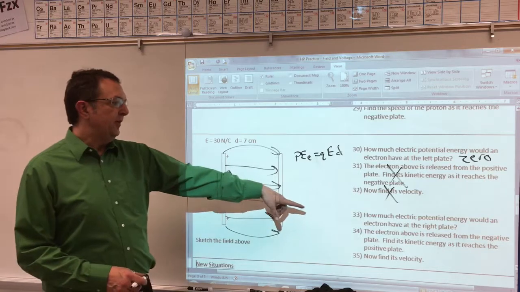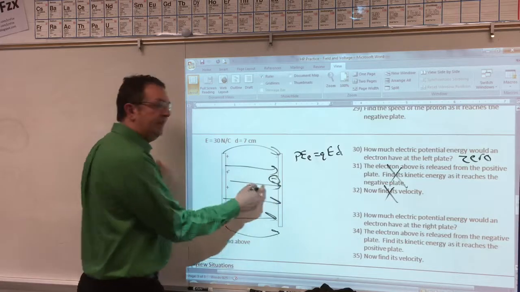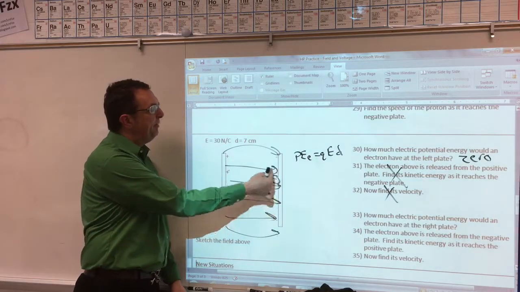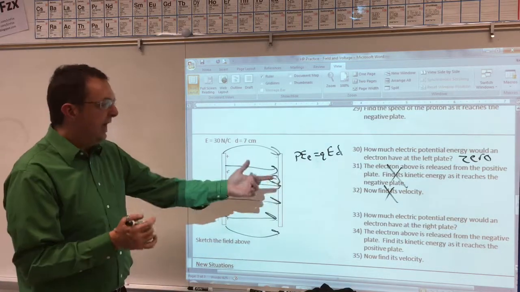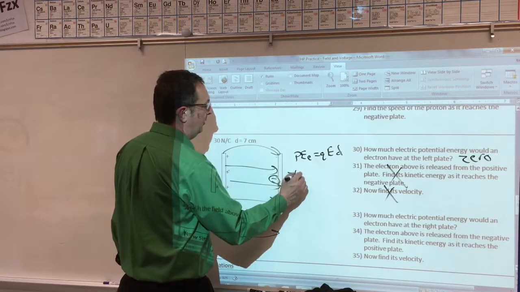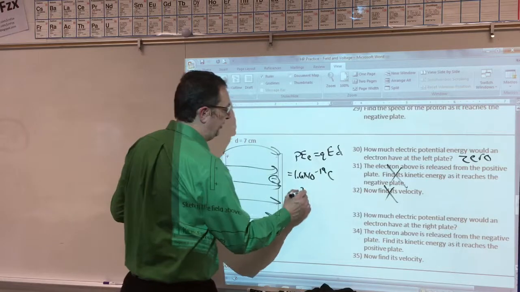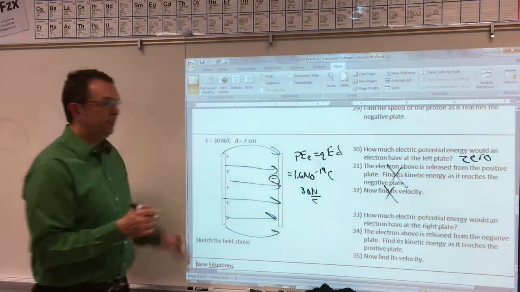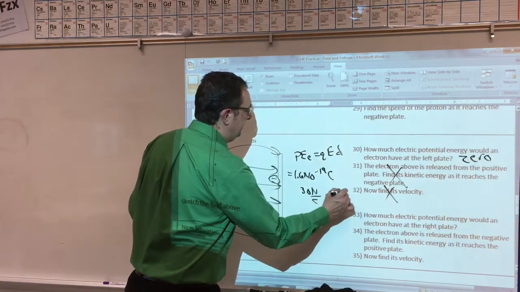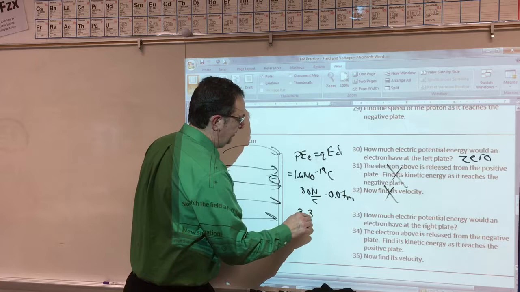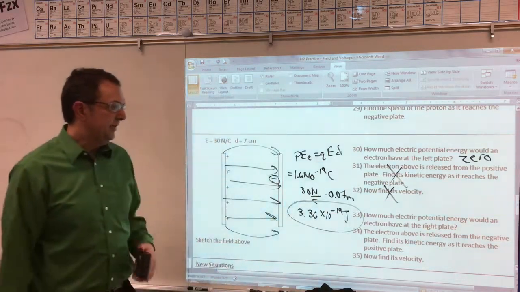Numbers 33, 34, 35, how much electric potential energy would an electron have at the right plate? Oh, now that's a possibility. This is the negative plate. You release that thing, it's going to be repelled from the negative, attracted to the positive, pushed opposite the direction of the field. Now I can solve the problem, and that is 1.6 times 10 to the negative 19 coulombs multiplied by the electric field strength, 30 newtons per coulomb, multiplied by 7 centimeters. Remember, can't be in centimeters, has to be in meters. 0.07 meters. 3.36 times 10 to the negative 19 joules of electric potential energy.